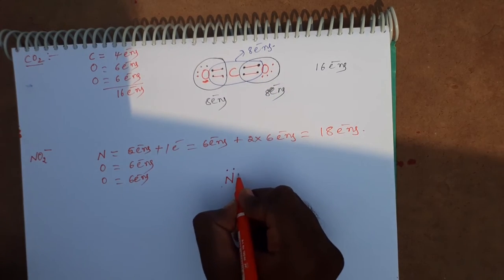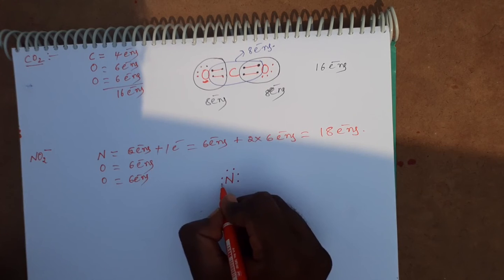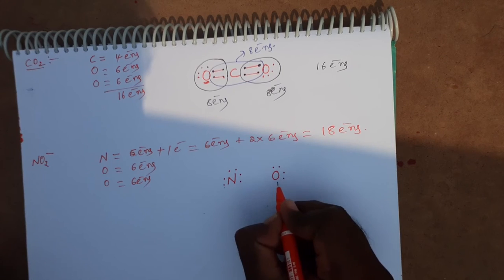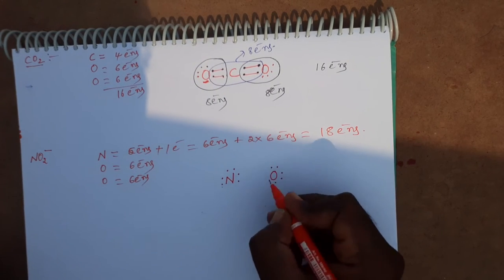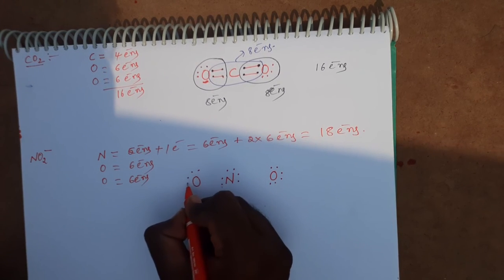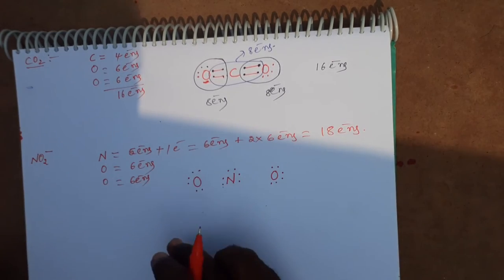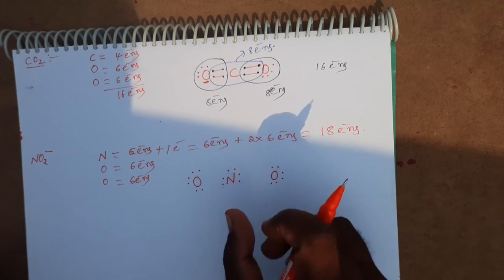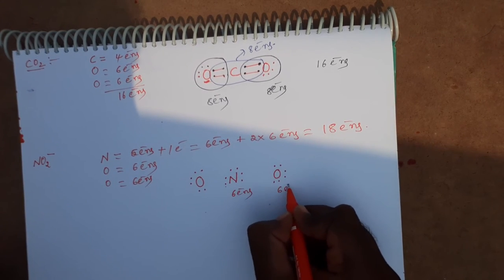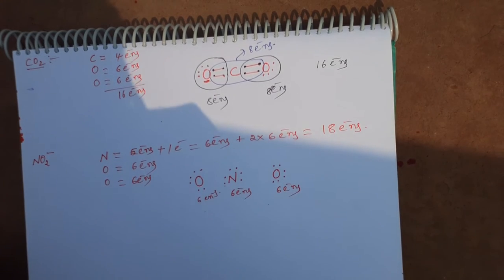1, 2, 3, 4, 5, 6. Each oxygen 6. 1, 2, 3, 4, 5, 6. Another oxygen also 6. 1, 2, 3, 4, 5, 6. Now we can count this one. Total here 6 electrons. Here also 6 electrons.